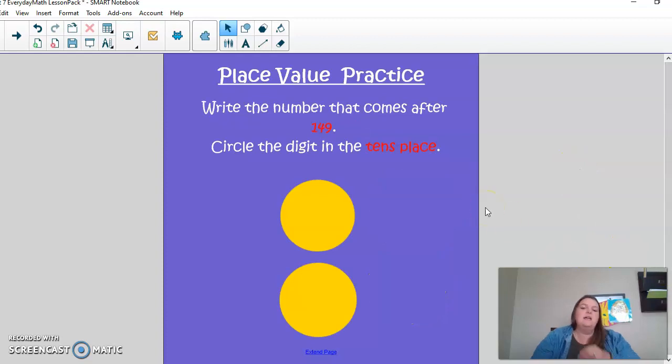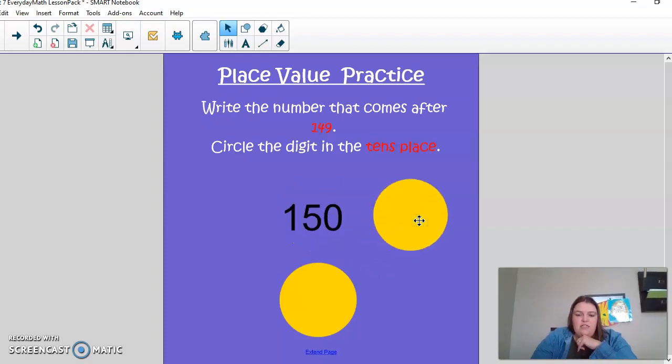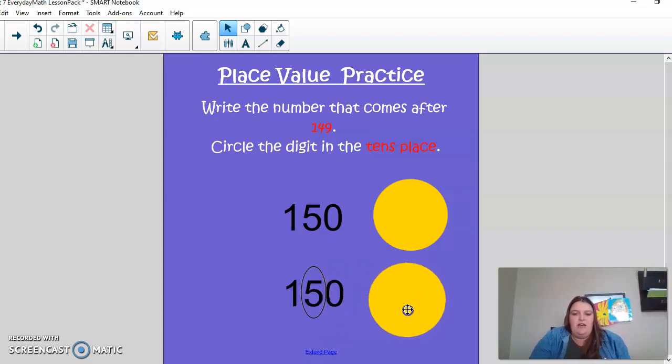All right, the next one says write the number that comes after 149. Circle the digit in the tens place. So if you look at this, 149, what comes right after it? It's 150, and then what digit should be circled? So a digit is just one number. It would be the 5. So this stands for 100 plus 50 plus 0.